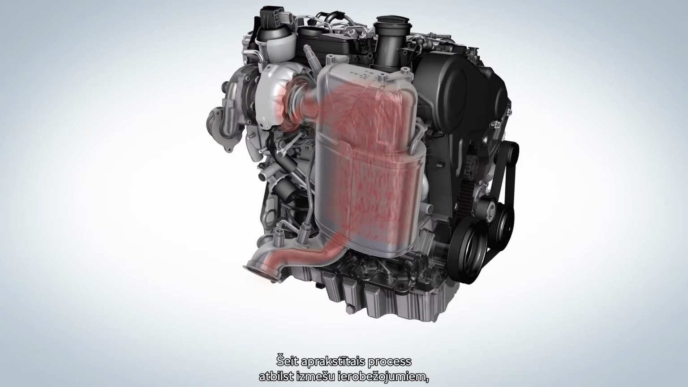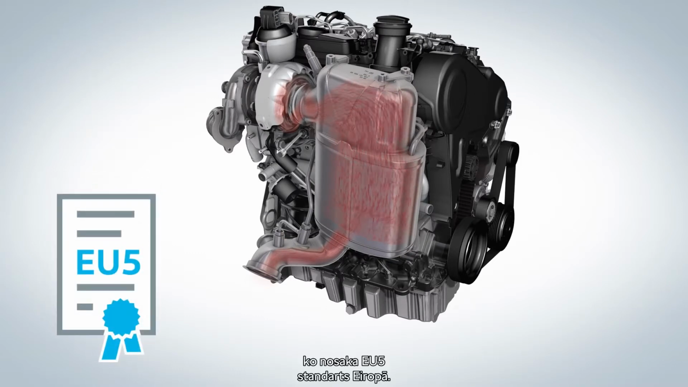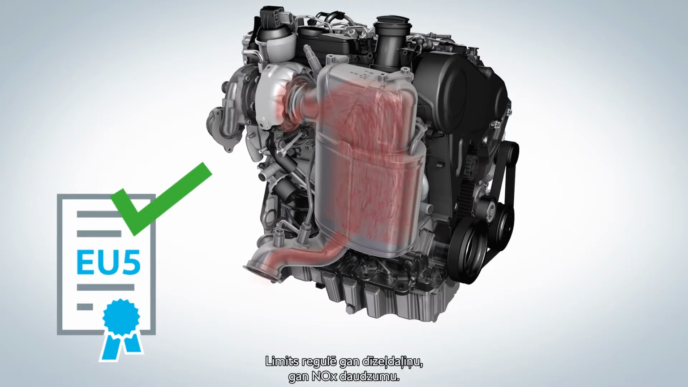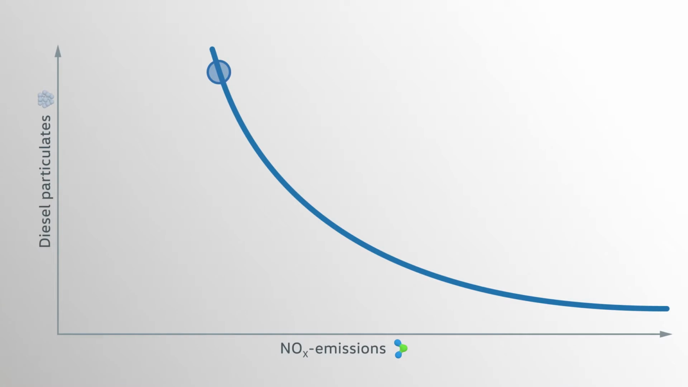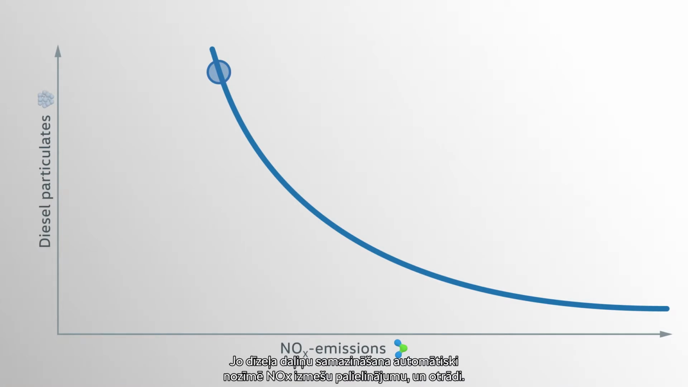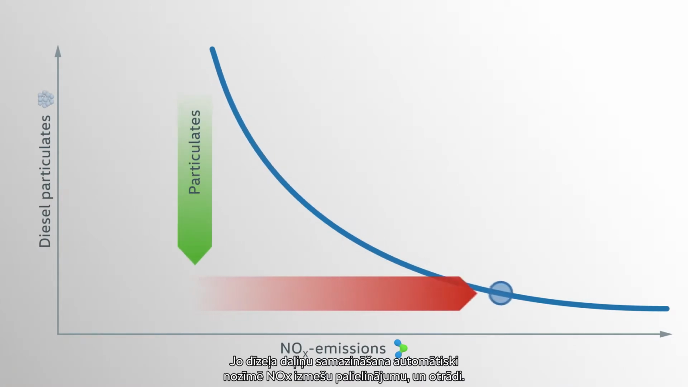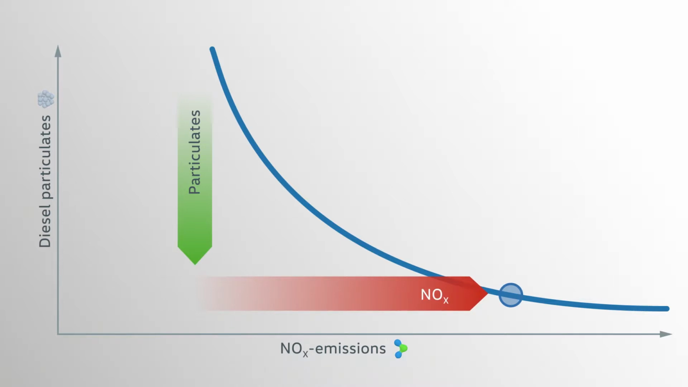The process described here reliably fulfills the exhaust limits of the former Euro 5 standard in Europe. The limits regulate both the diesel particulates and the nitrogen oxides. However, reducing them both results in a technical conflict, since with the diesel engine, a reduction of the particulates emissions automatically leads to increasing NOx emissions and vice versa.